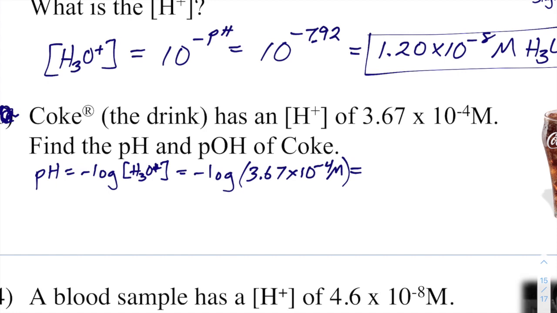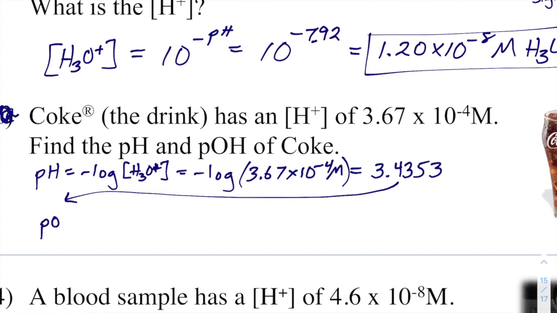And we get 3.44. Now I'm not going to round this yet, 3.435, simply because I'm not done with the problem. That would be 3.44. But I'm going to use that number now to answer the second part of the question. The second part asks me, what is the pOH? Remember that pOH and pH always have to equal 14, right? So 14 minus the pH is going to give me my pOH.